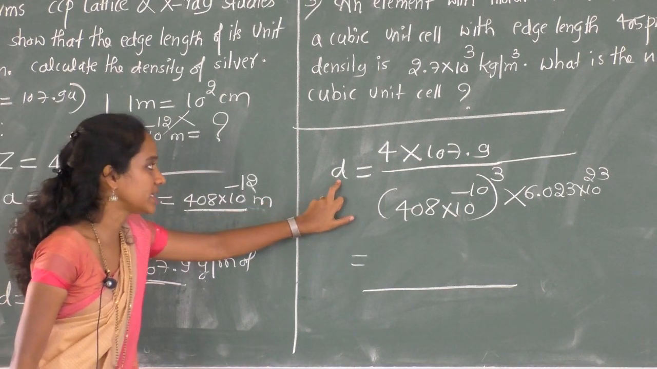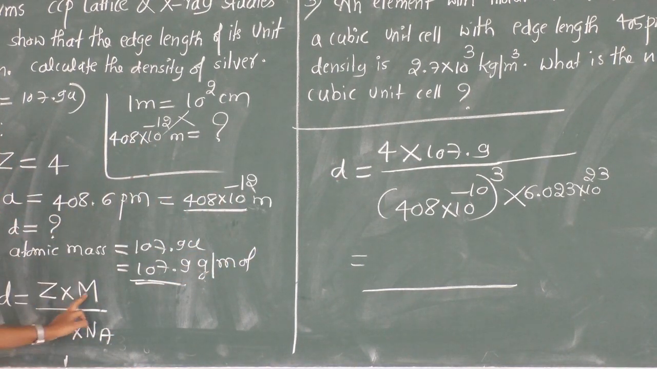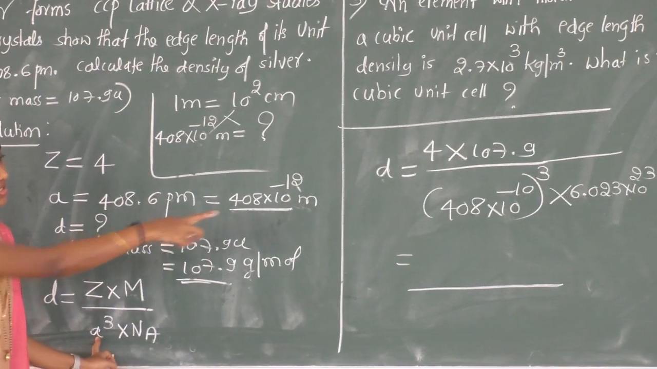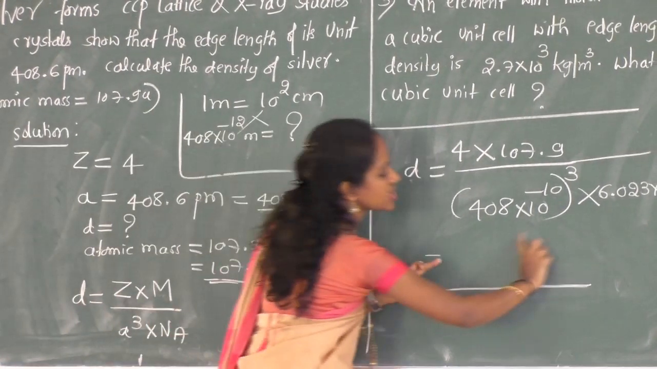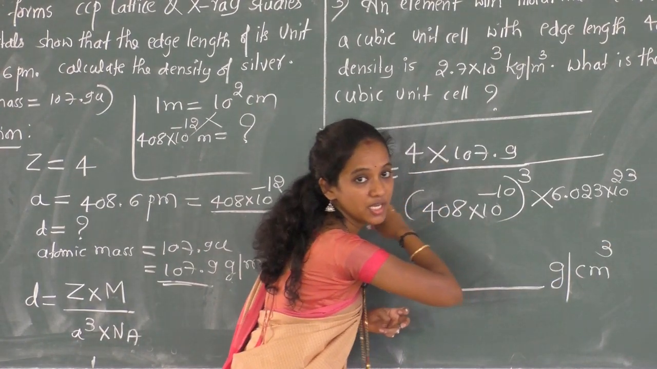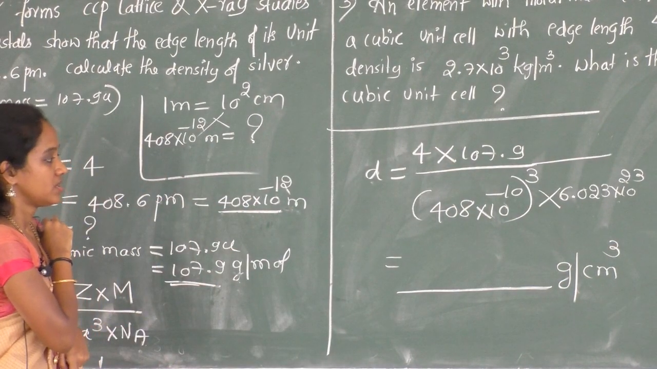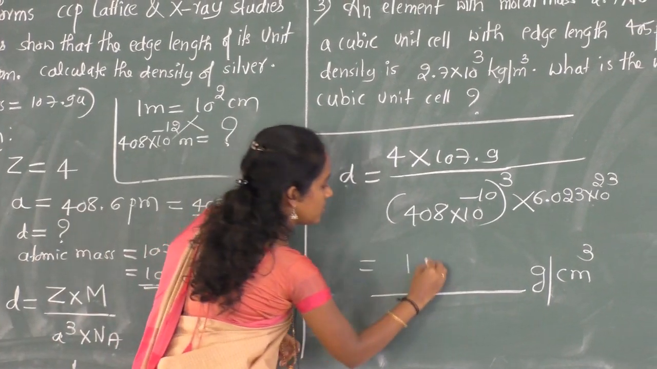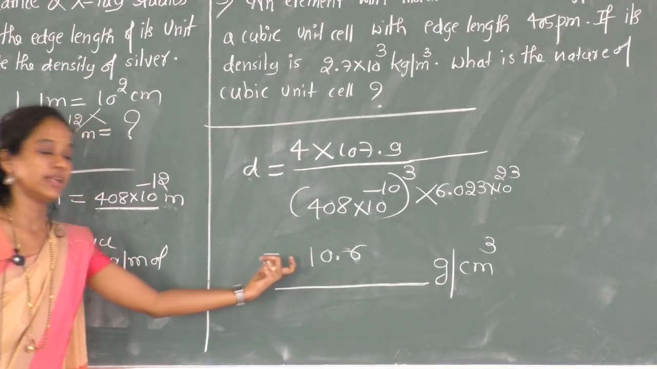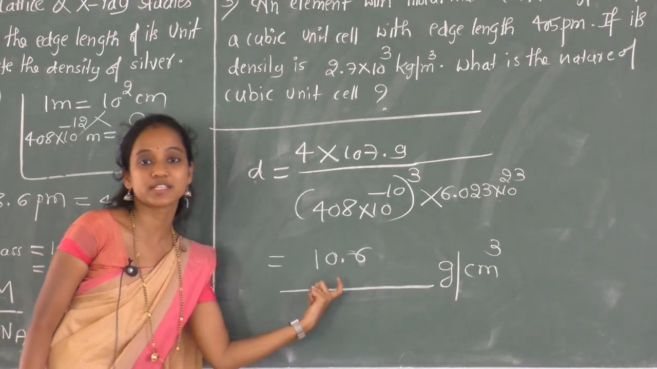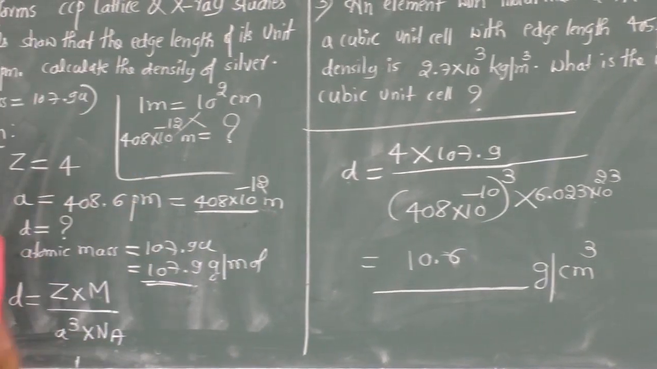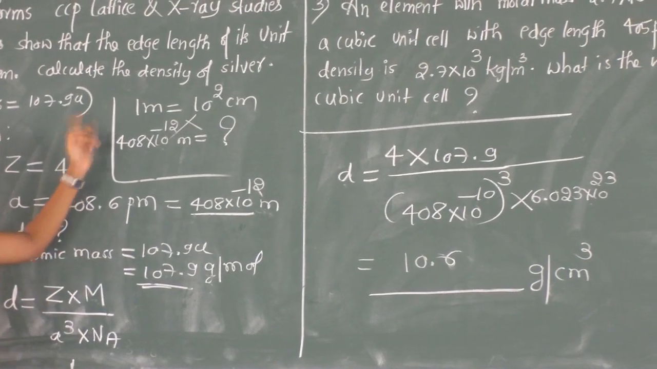So that is about a density where the unit of edge length A, molar mass is in grams, and the edge length value is in centimeters. So whatever answer you get here, along with the unit you have to write here, gram per cm cube. So almost 10.6 or 5, you'll get the answer as 10.6 gram per cm cube. It is the density of silver. Okay, that is about the problem.